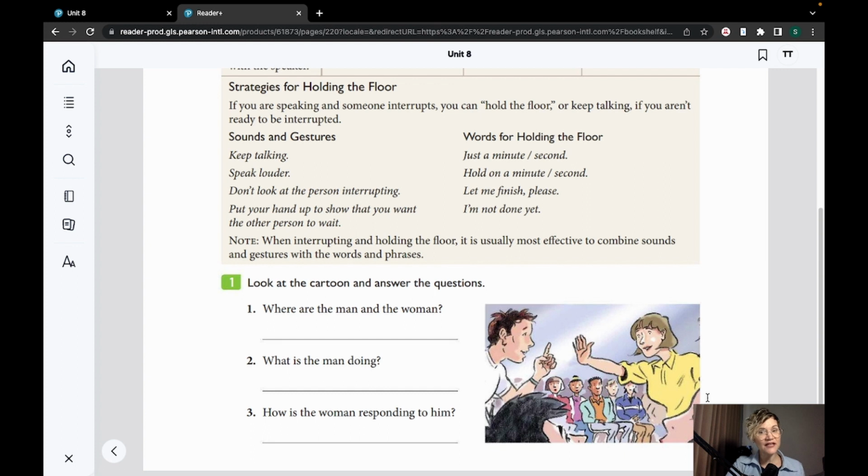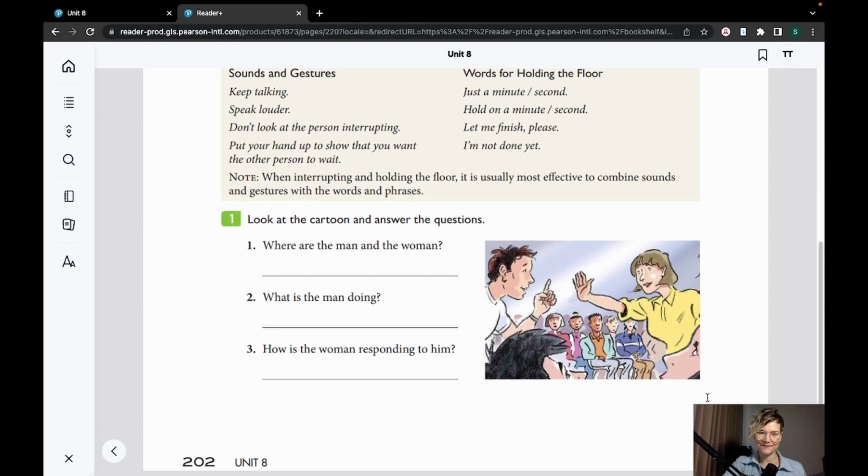Like, okay, just a minute, or just a second, or hold on a minute, or let me finish, please, or I'm not done yet. That's also a way that you could decline someone interrupting you, which is still polite. That is not rude. When interrupting and holding the floor, it is usually most effective to combine sounds and gestures with words and phrases. That way, you communicate your message just a bit more clearly.